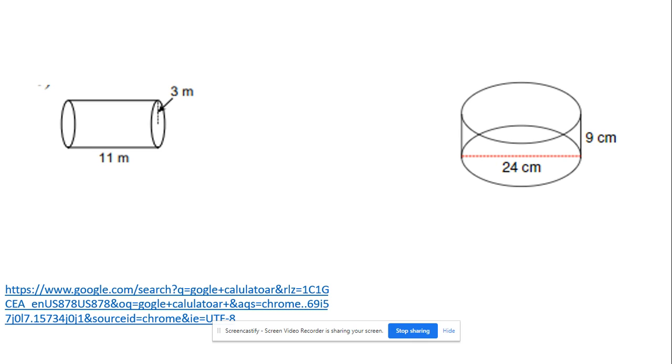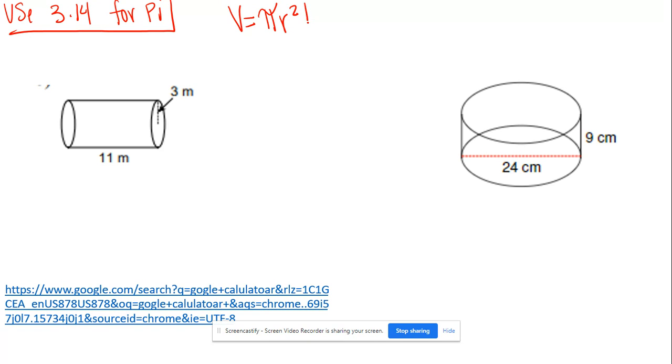Hey guys, me again. So we're going to keep going over some examples of volume to make sure we really understand. Remember, this one said to use 3.14 for pi. And now we need to talk about what that formula was. Remember, our formula is volume equals pi times radius squared times height. Step 1 is figure out what your radius is and what your height is.